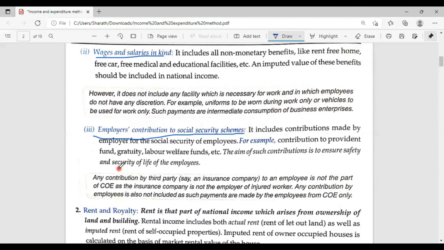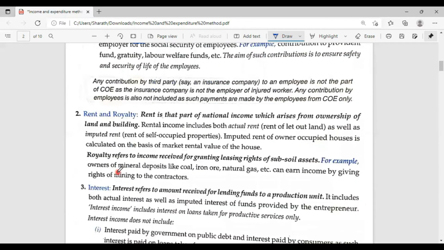We are done with COE. Next is rent and royalty. Rent is a kind of income received by the owner of land and buildings when they are giving the service of land. They receive rent as income. Here we are going to consider actual rent as well as imputed rent.